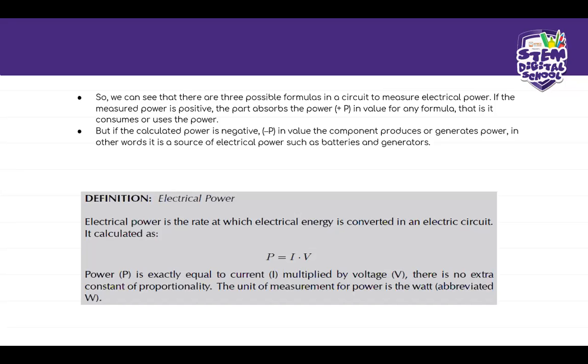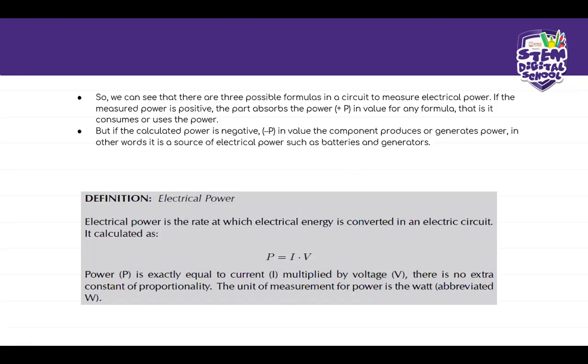But if your calculated power is negative, this means that it's your source basically. This is where your power was produced. This is where your power is generated. It's either your batteries or your generator. All of that is going to be in your source. So I hope that you guys understand. You've got a circuit, you've got your load, and you've got your source. Your source will have a negative power, and your load will have a positive power.